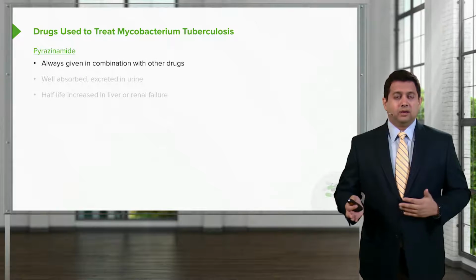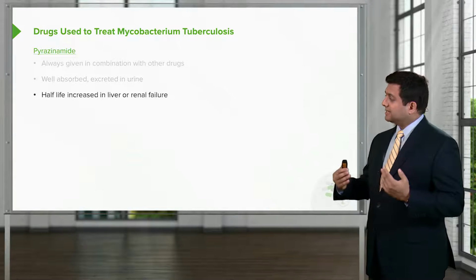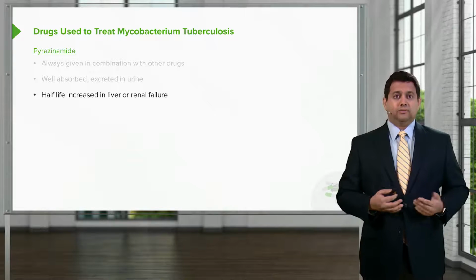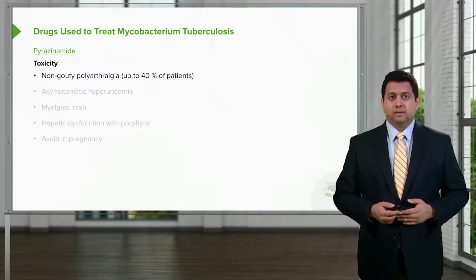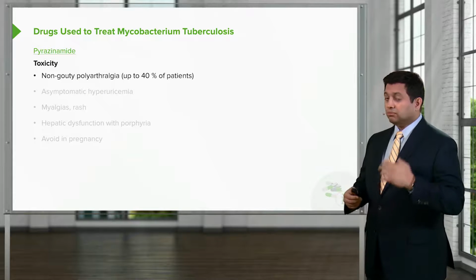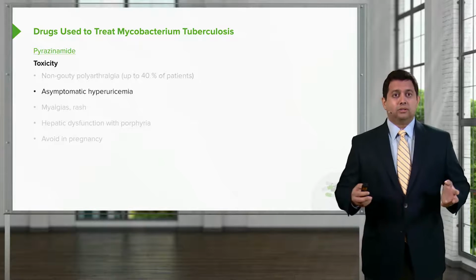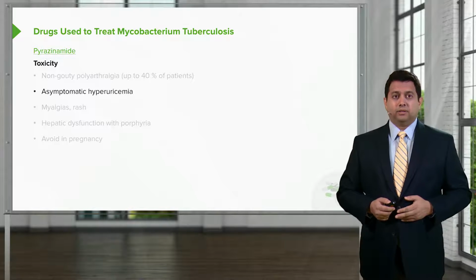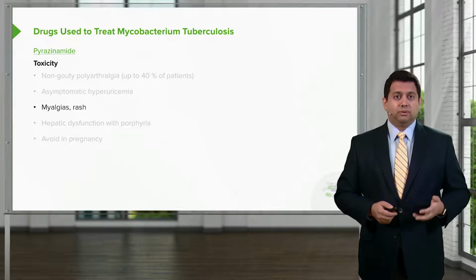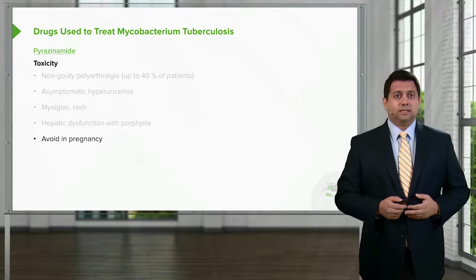Pyrazinamide is always given in combination with other drugs. It's well absorbed, it's excreted in the urine, and its half-life is increased in liver or renal failure. Pyrazinamide causes non-gouty polyarthralgias, and that's really common. Up to 40% of patients develop this. They also often will get an asymptomatic hyperuricemia, myalgias, rash, and hepatic dysfunction. Remember that you want to avoid this agent in pregnancy.